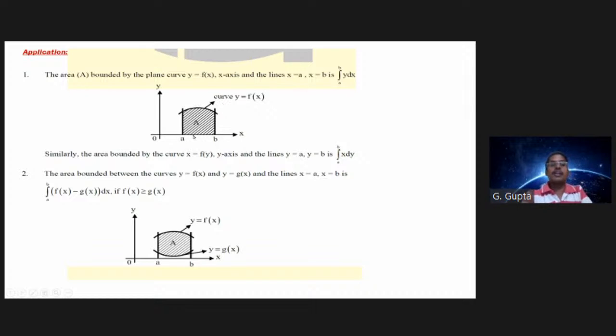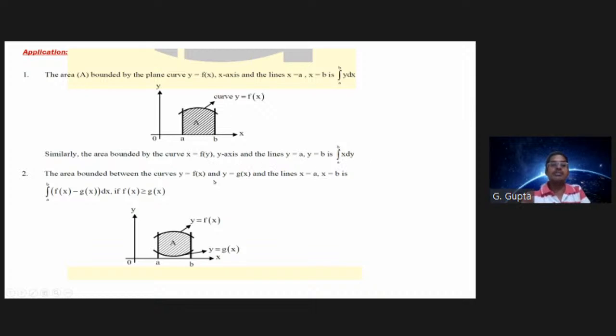Vertical lines means geometrically x is equal to 1, x is equal to 2, x is equal to minus 1. I have drawn the diagram in the first quadrant. The shaded part is the area, given by integral a to b f of x dx, where f of x is nothing but y. Interchanging x and y, you will get the area bounded between y is equal to a, y is equal to b, and the y-axis, and x is equal to a function of y.